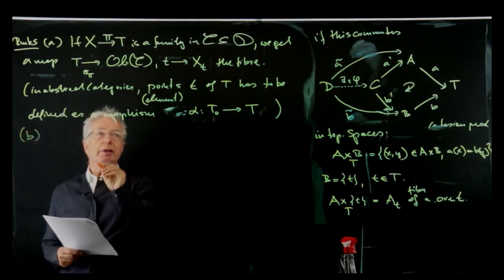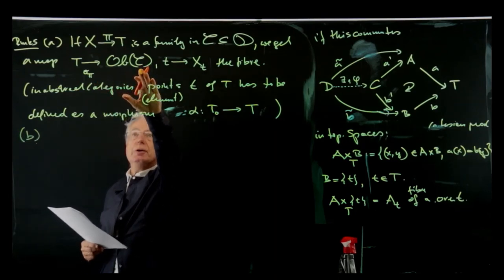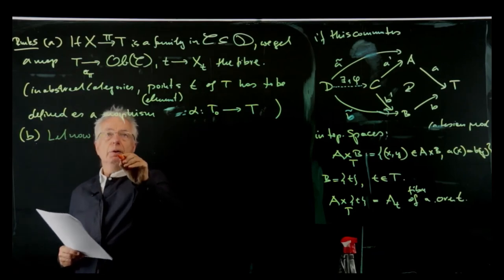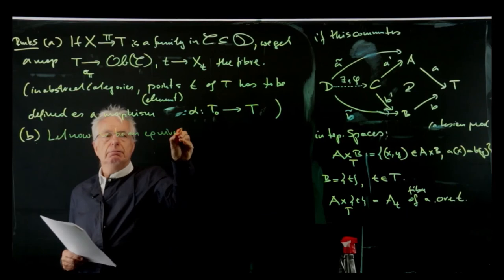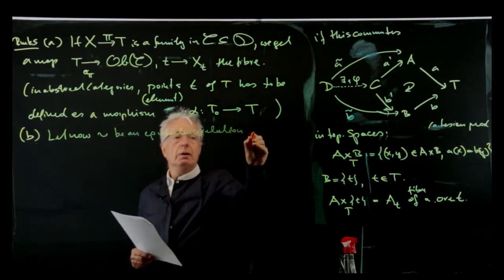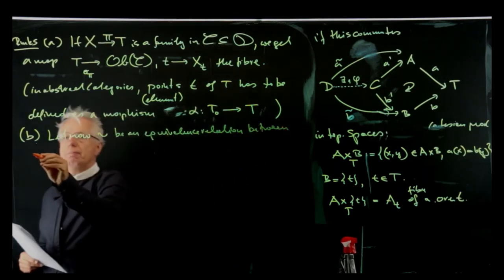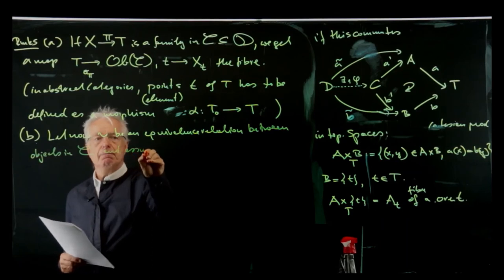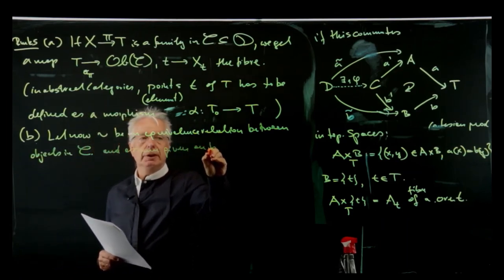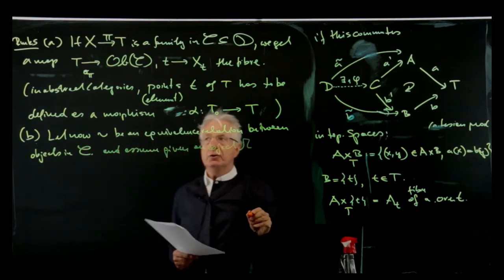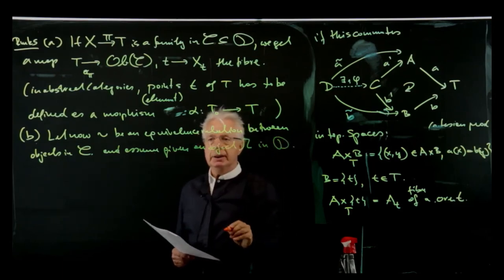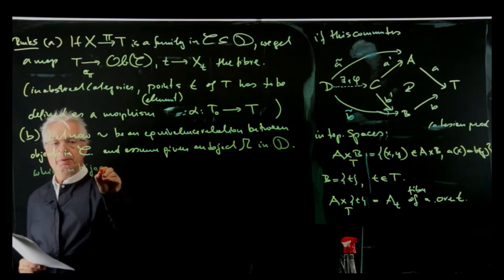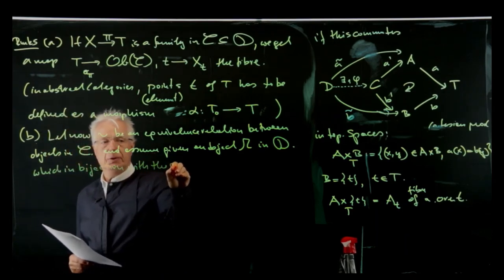Now, B, now we come to our equivalence relation. We had this map of objects, but we want to consider objects up to equivalence. Let now this symbol be an equivalence relation between objects in C, and assume given an object M, and this object script M will be in the larger category D, which is in bijection with the set of equivalence classes.